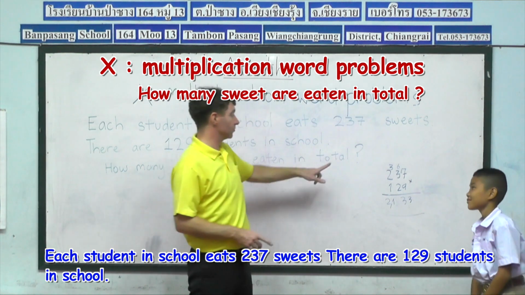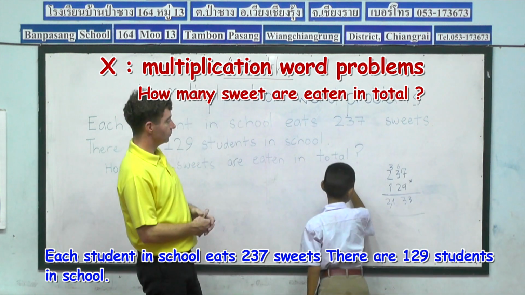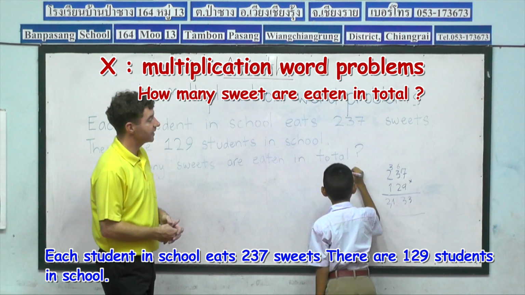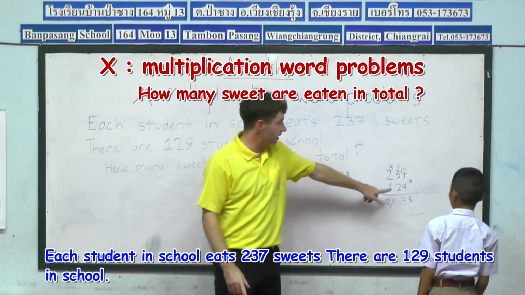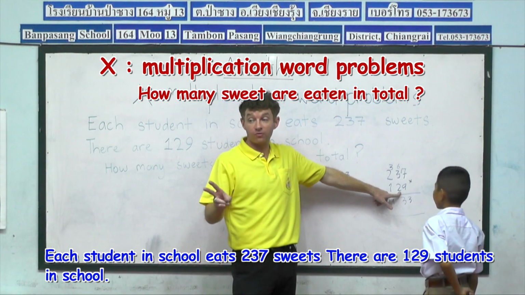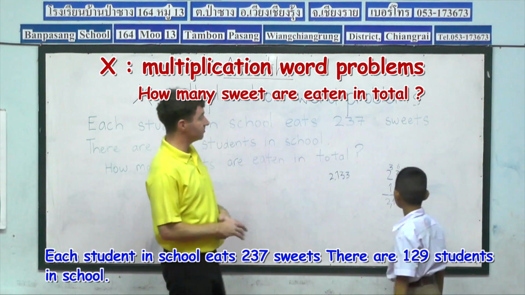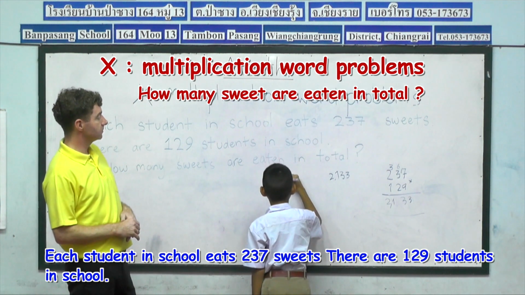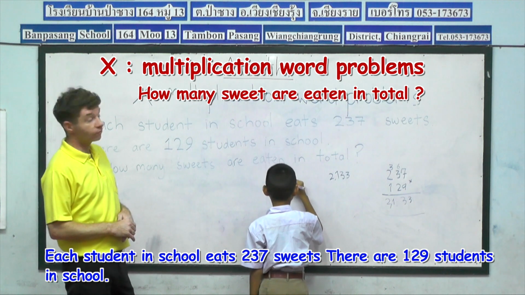Can we make a note of it somewhere on the board? Maybe write it here. 2,133. Excellent. So now we've done our ones multiplication. Now for our tens. How many tens, guys? 2 tens equals 20. So our next calculation, 237 multiplied by 120.